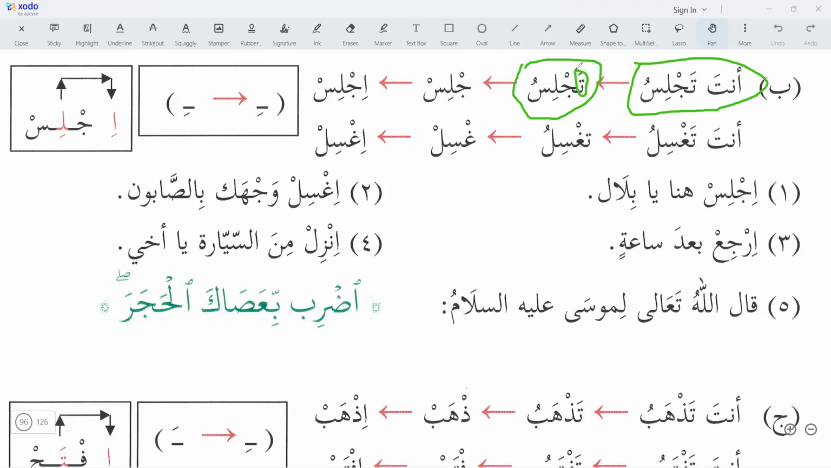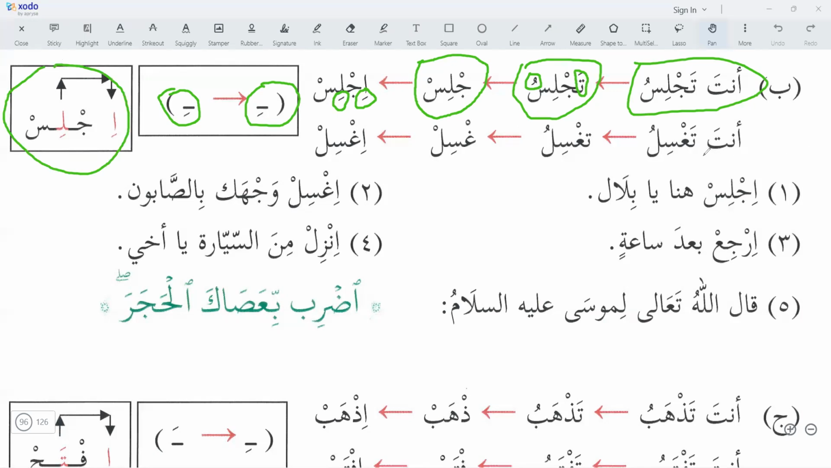We will delete the harf al mudare and the last letter we will make it sukoon. So after making it like this, the first radical is sukoon. We cannot pronounce it, so we will put here Hamzatul Wasl. The second radical has kasra, so Hamzatul Wasl will take the kasra. It will become ijlis.